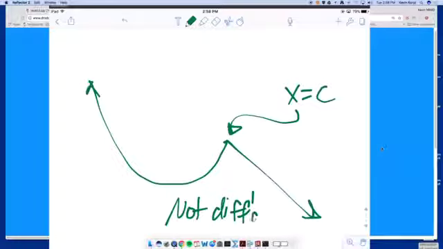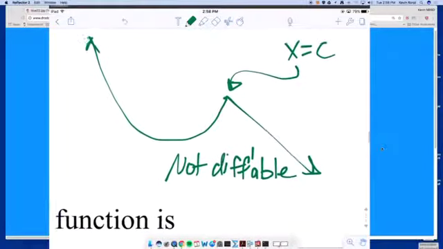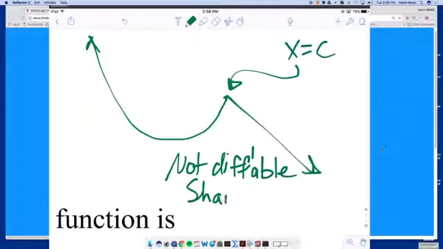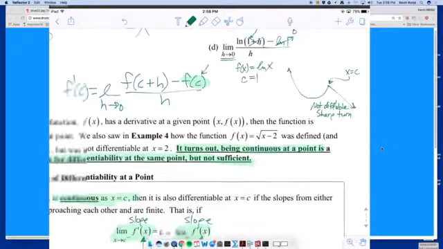So we now have two of them. A vertical tangent and now some kind of, we'll call that a sharp turn. If you have a sharp turn on a graph or some type of barb, something that you might imagine cutting yourself on if you touched it, right? The slopes are not going to be merging towards each other.